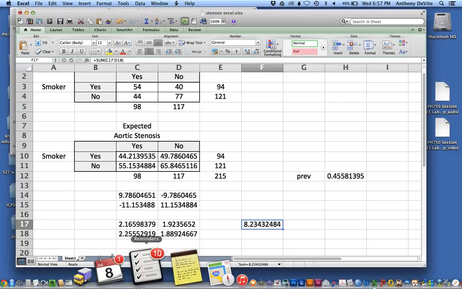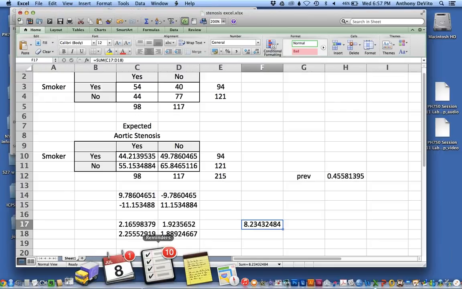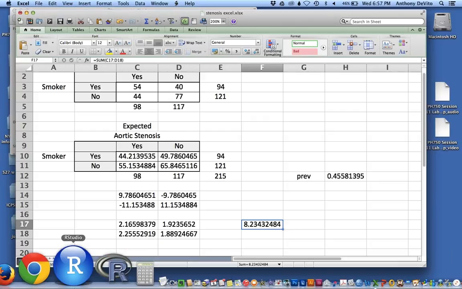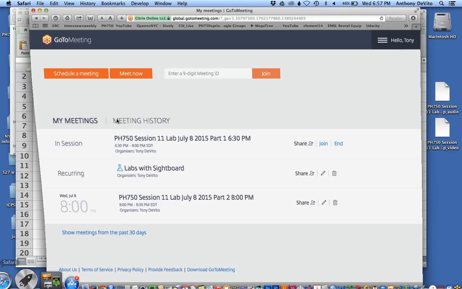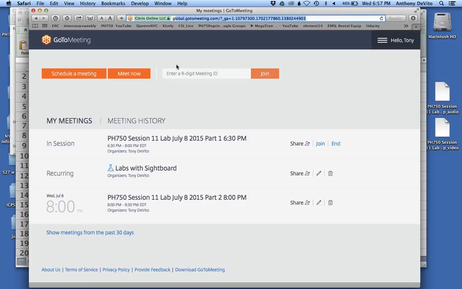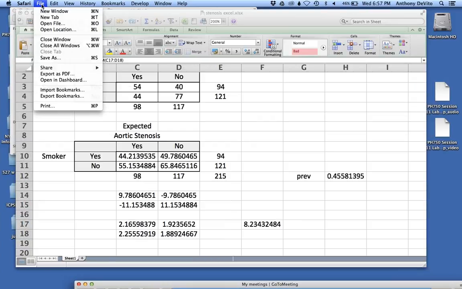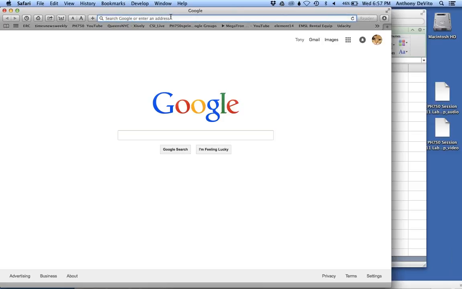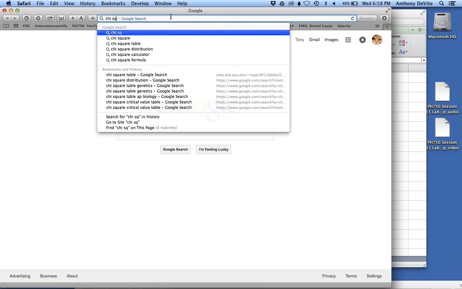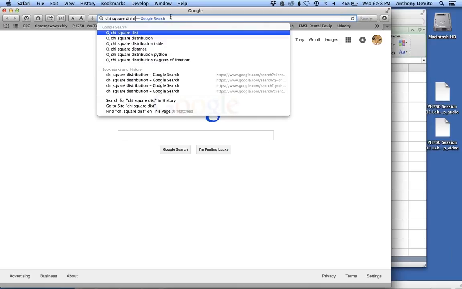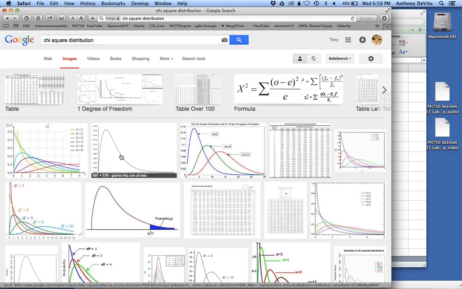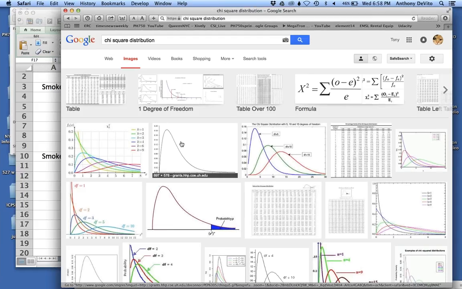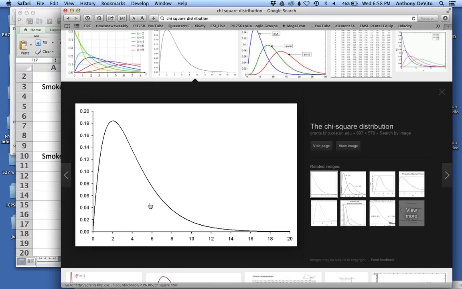Well, now this number can actually be represented by a distribution, but that distribution is going to look different than the other distributions that we've worked with. I'll see if I can find it quickly online. I don't want to close that because I don't know if I'll be able to get back there again. Chi-square distribution. Okay, and I'll go into images. And it's going to look something like this. Let's take a look at that distribution.